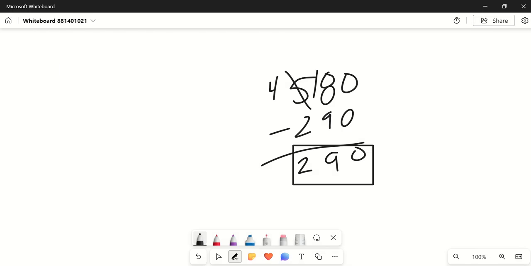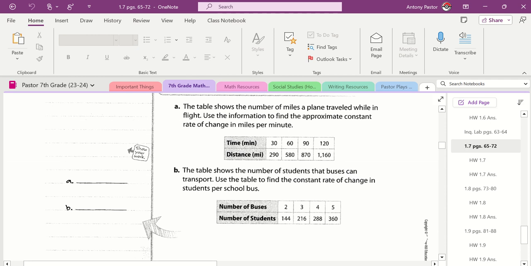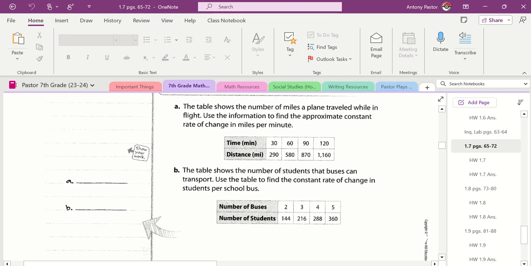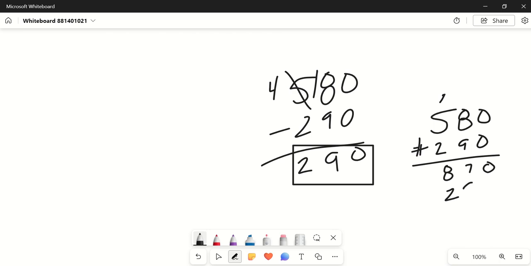Now we can double check our work and see if 580 plus 290 will equal our next one, which will be 870. 9 plus 8 is 17. Carry the 1. 2 plus 5 is 7, plus 1 is 8, and it is 870. So we're seeing a pattern here that they're all going up by 290. I'm going to add 290 again to make sure that this is 1,126.